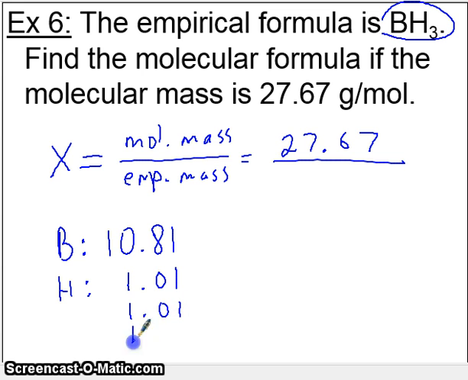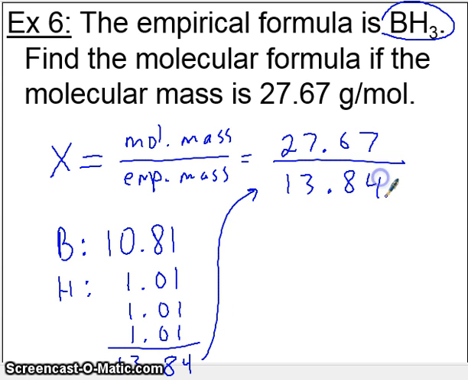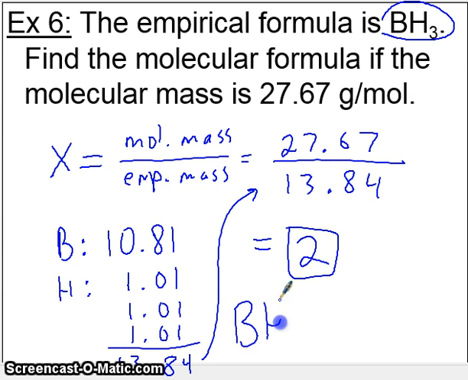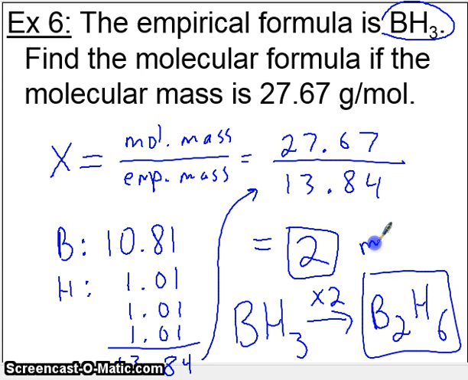Now if we total this up, we got 4 here, we got an 8, we got a 3 here, 13.84. So that's what goes down here, 13.84. And you can probably already see that the empirical formula is half as big, or the molecular formula is 2 times as big. In fact, if you divide the two, you will get about 2. And 2 then is the multiple, which means our formula is not BH3, but multiplied by 2, B2H6. So this is now the molecular formula.